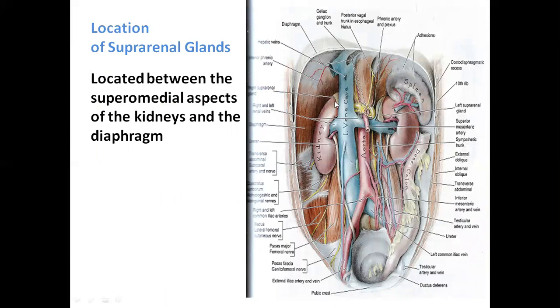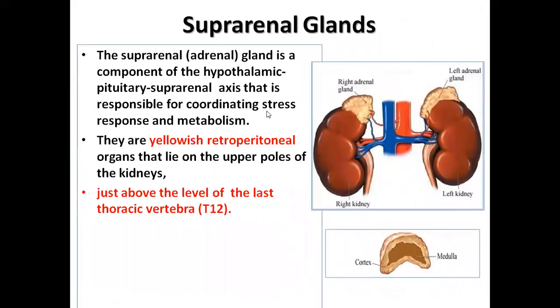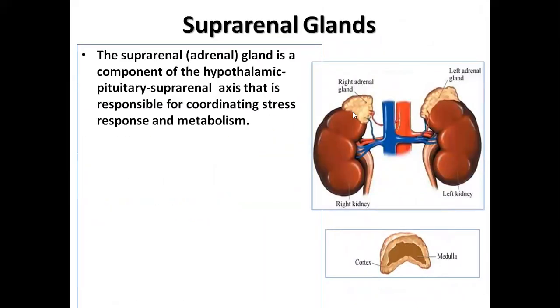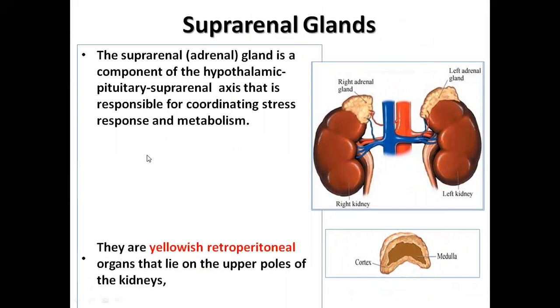Now, where are these located? As I said, they are located between the superomedial aspect of the kidney and diaphragm. This is the superomedial aspect of the kidney, and this dome-shaped muscle is diaphragm. Between these two structures, you are finding the location of suprarenal gland. So, the suprarenal gland is the component of hypothalamic pituitary suprarenal axis that is basically responsible for coordinating stress response and metabolism. That's what is fight and flight mechanism, which you usually study in physiology.